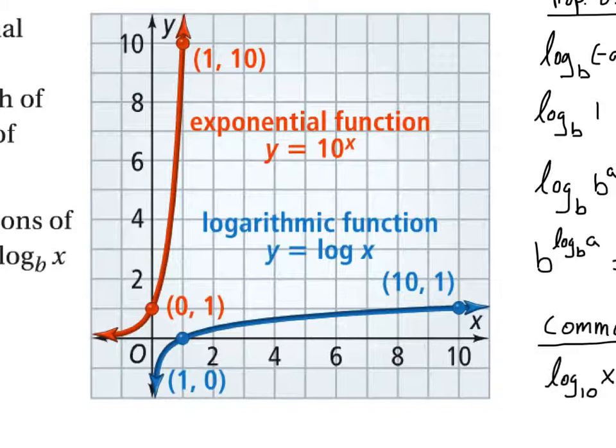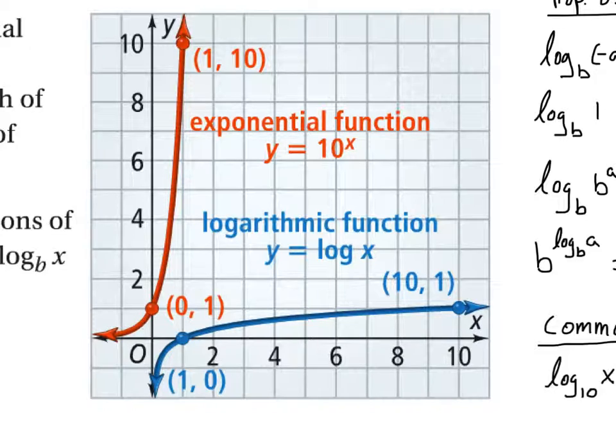So a couple things to remind ourselves of. As I plug in numbers into my exponential function, if I plug in 0 for x, 10 to the 0 power is 1, so that's where I get the point (0, 1). 10 to the first power is 10, so that's where I get the point (1, 10). And then I have my function. Also, exponential functions have their asymptote at the x-axis, right?